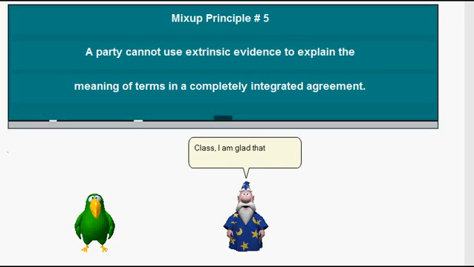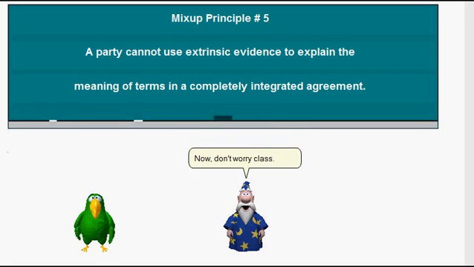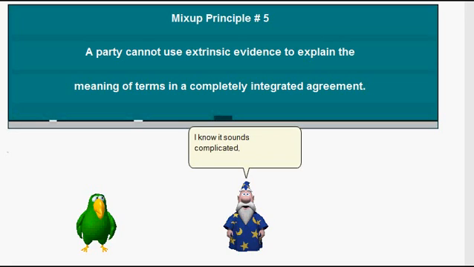Class, I am glad that you are all still here. Now, pay attention. My fifth point is perhaps the most difficult of all. It concerns the parallel evidence rule. Let me read what I have written on the board. A party cannot use extrinsic evidence to explain the meaning of terms in a completely integrated agreement. Now, don't worry, class. I know it sounds complicated, but I will explain it.